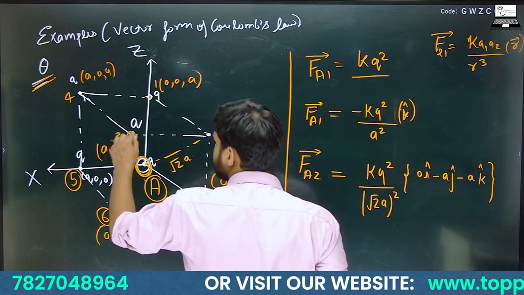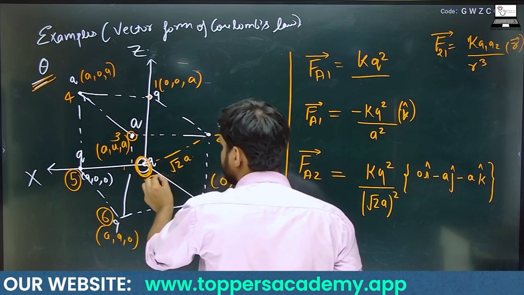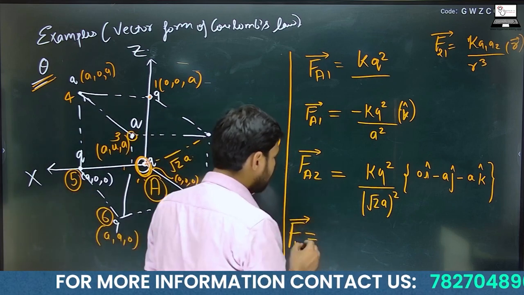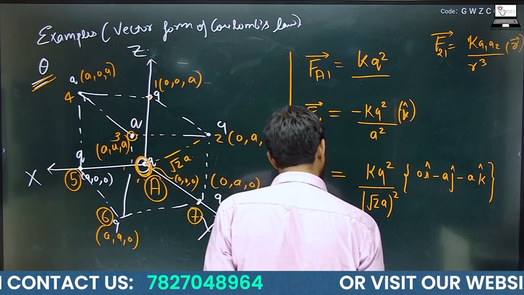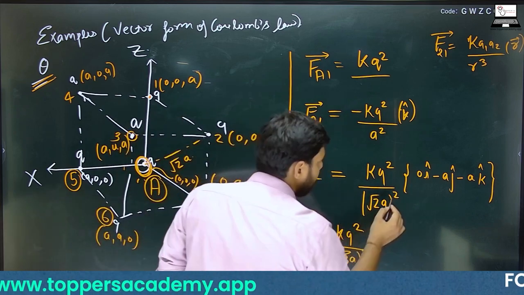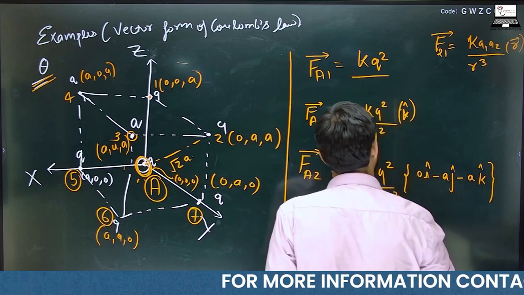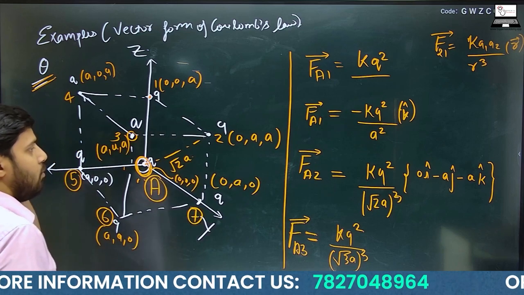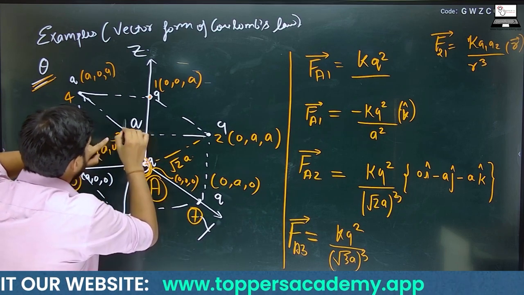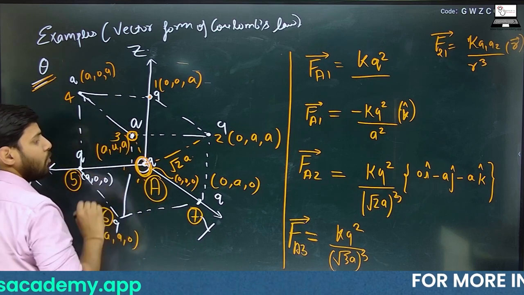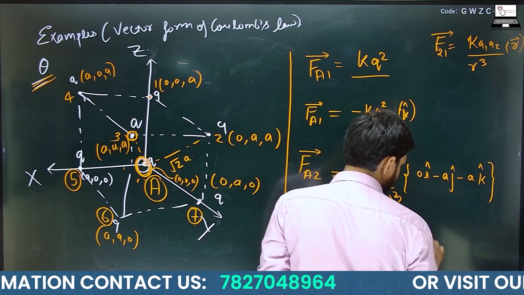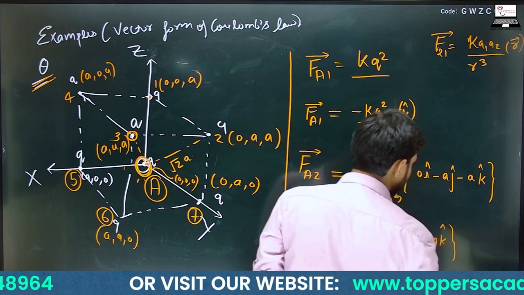In the same way, if you calculate F_A3, this is (a, a, a) and this is the origin (0, 0, 0). So the vector form will be K Q squared upon root 3 a cubed. Why root 3 a cubed? Because the distance between these two points is root 3 a, and the vector is minus a i cap minus a j cap minus a k cap. Isn't it clear?